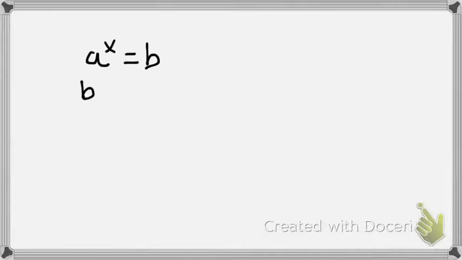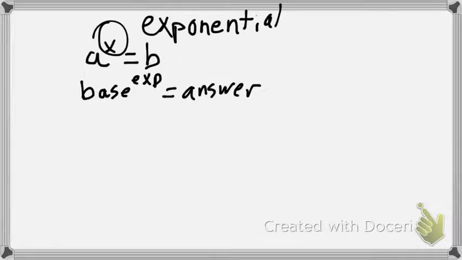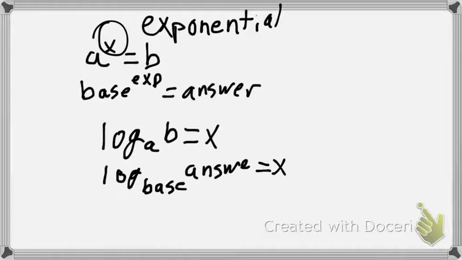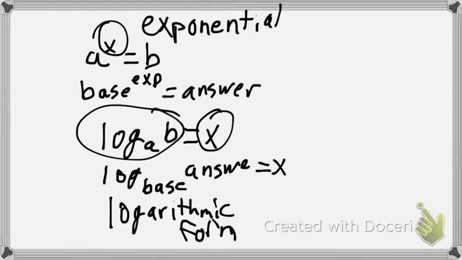First things first. It's really important that you understand this. This is called exponential form, because as we know, the variable is in the exponent. That is compared to this, which is called logarithmic form. Why? Because here, your x is solved for, and the logarithm is on the other side.